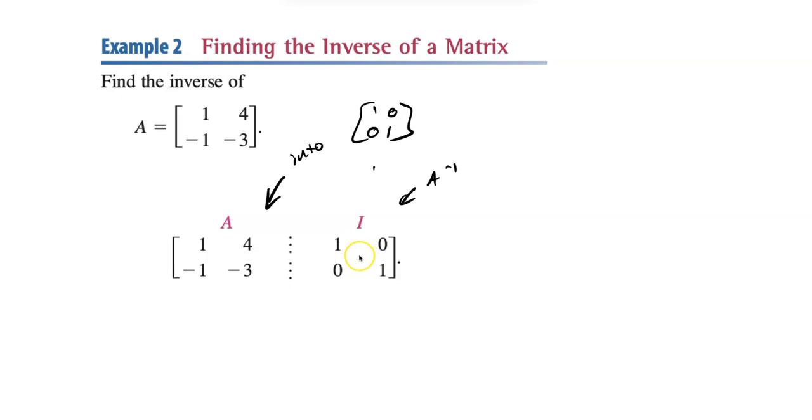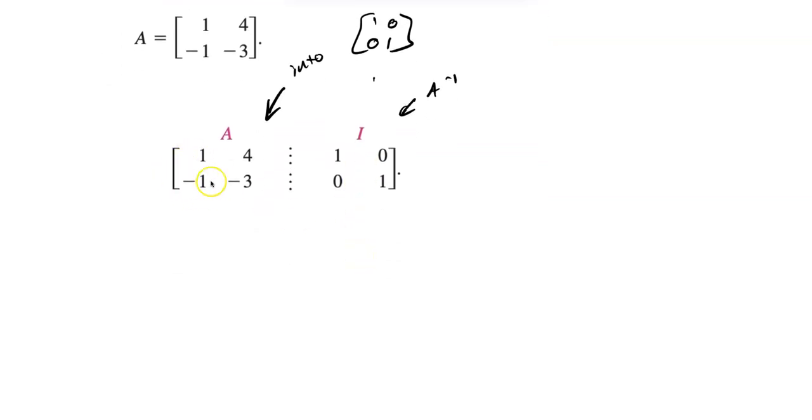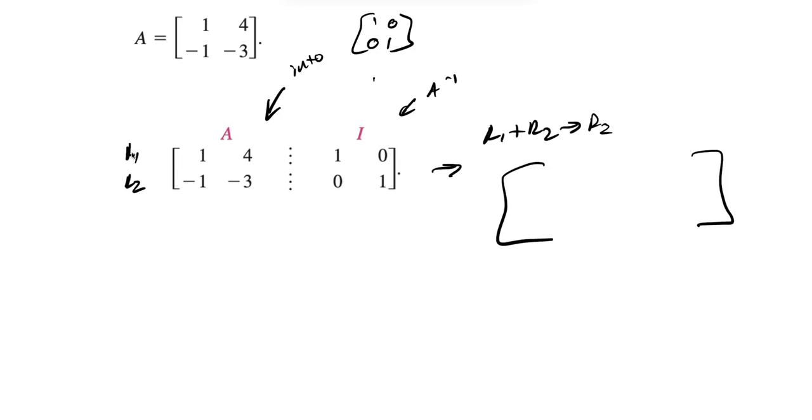So let's try it. First, I want to make this entry a 0. This is row 1 and row 2. Let's add row 1 plus row 2 and make that my new row 2. I'm going to keep row 1 the same, and then we're just going to add down these two rows. So 1 plus -1 is 0. 4 plus -3 is 1. And you also have to do the same thing here. 1 plus 0 is 1. And then 0 plus 1 is 1. Just like that.